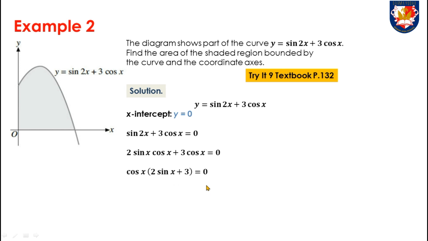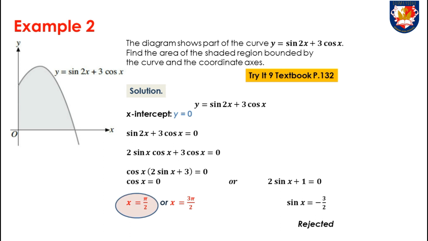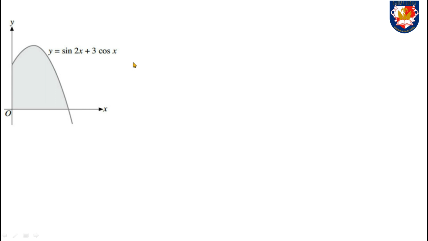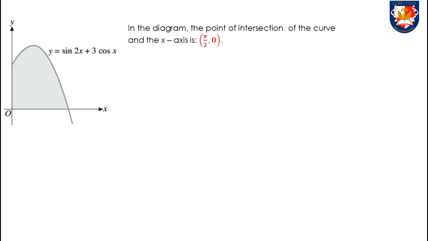So we have cos x equals 0 or 2 sin x plus 3 equals 0. From here we have x equals pi over 2 or x equals 3 pi over 2, and sin x equals negative 3 over 2, which is rejected. Therefore, the value of x that we are going to use is x equals pi over 2, because this is the first x-intercept. Since x equals pi over 2, the x-intercept is (pi over 2, 0). And here is the point of intersection.